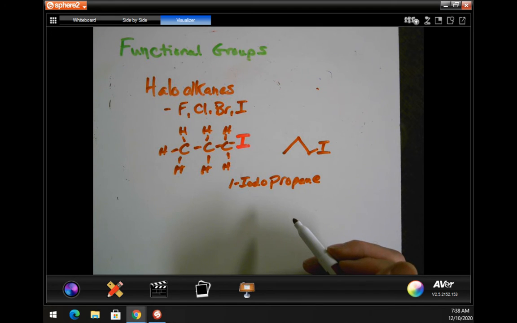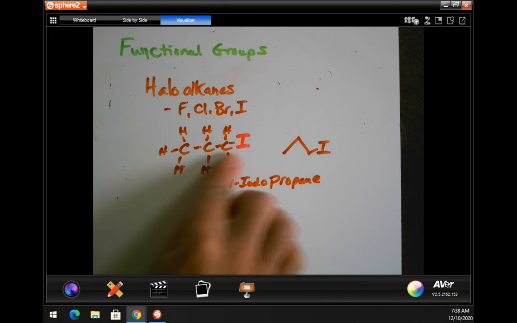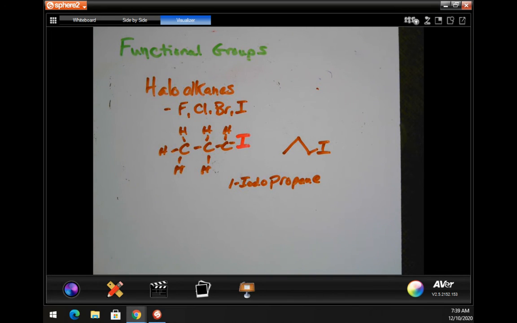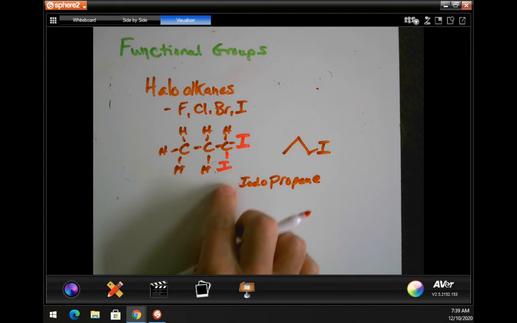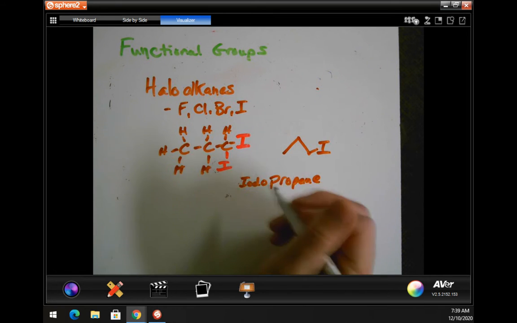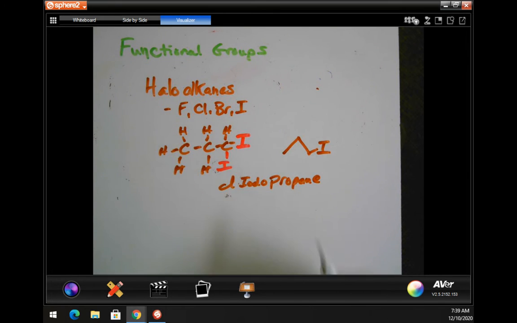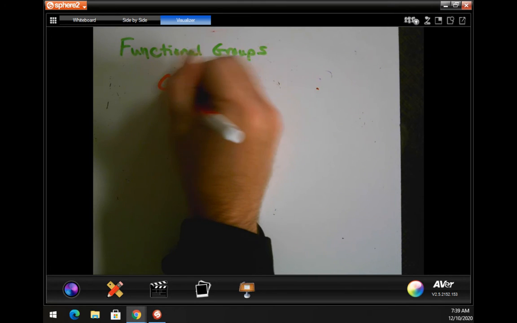All right? And you can do this with multiple, say we put another iodine here. So now we'd have diiodo. Okay? And so forth and so forth. All right, so that's the halogens. Now, here's something we haven't covered very well. This idea of cycloalkanes.